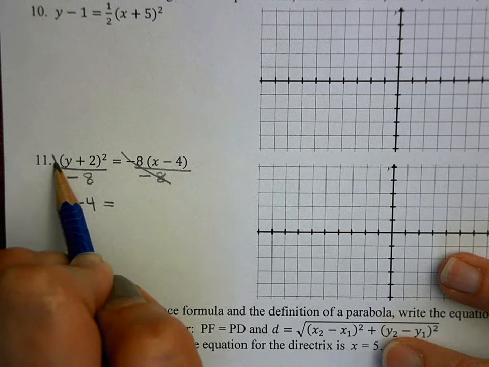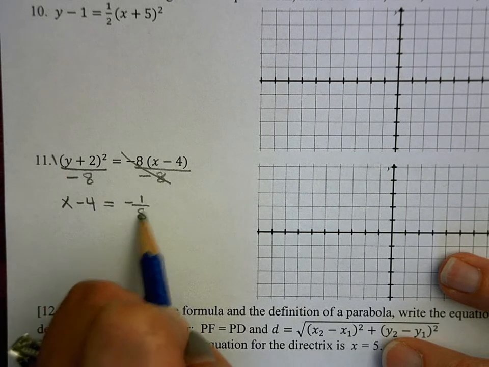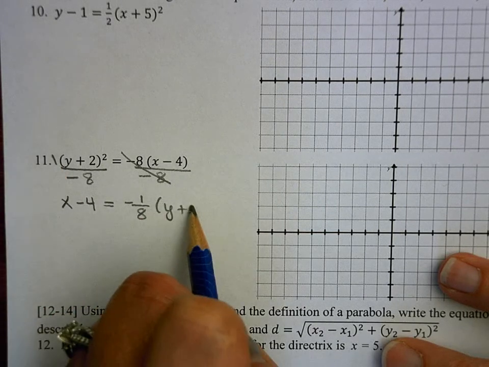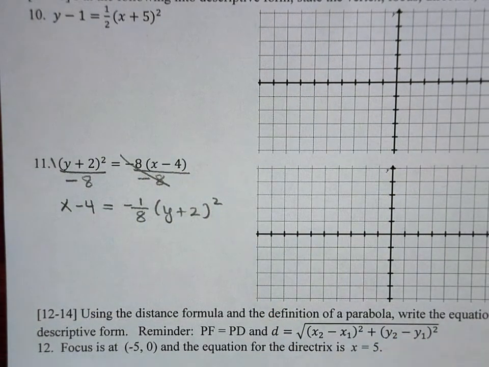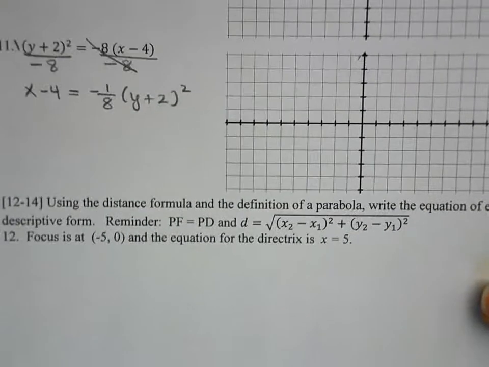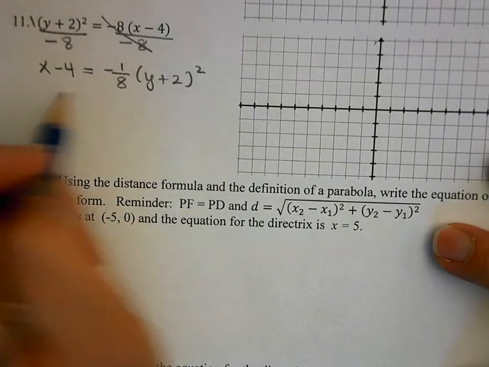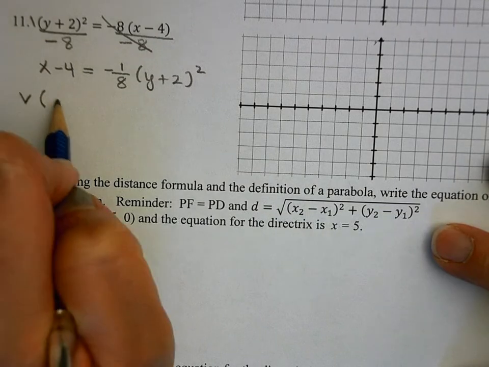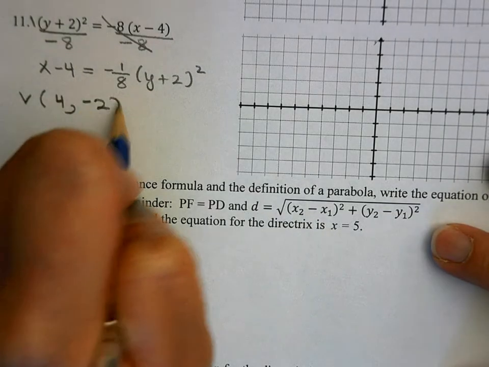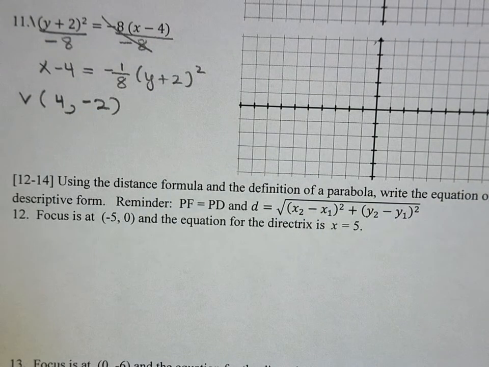And then there's an implied one here, so this will be negative 1/8 now, right? And then y plus 2 squared. So I want to find my vertex, so my vertex will be x before y, and then opposite on both. And then I need to find my focal distance and focus and directrix and do all of that stuff.